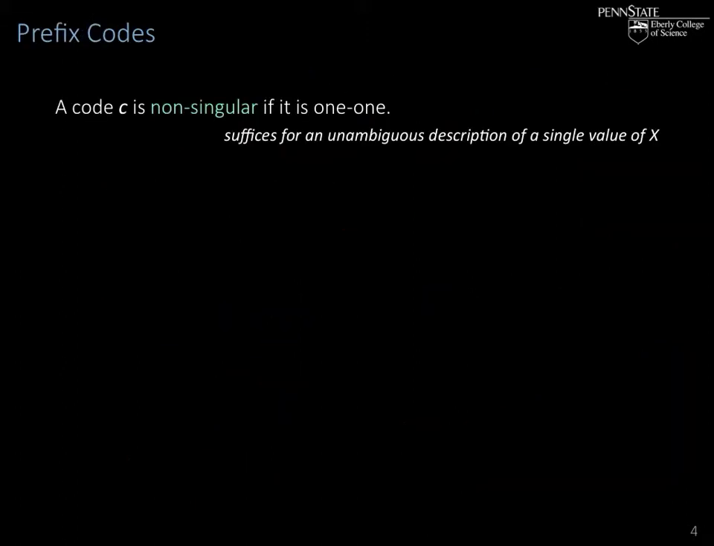So let's set a few technical details. A code C is called non-singular if it is 1-to-1. A non-singular code suffices, of course, for an unambiguous description of a single value of X. If I have a 1-to-1 mapping, then from a code word I can uniquely decode which value of X was coded by it. The codes we saw in the examples, of course, had that property. So that's, of course, a desirable property of any code.